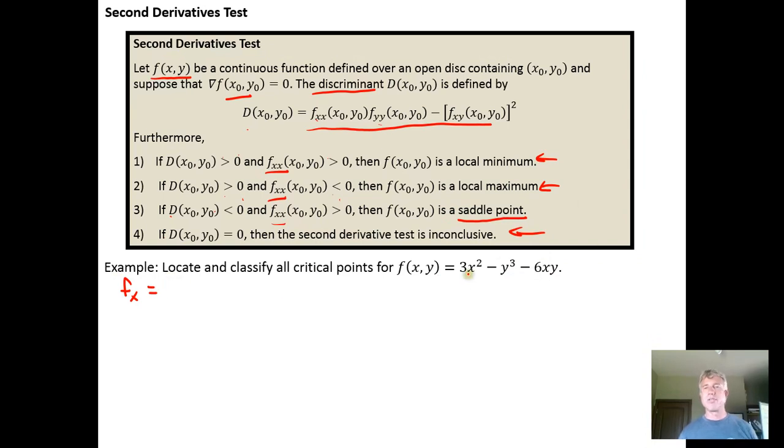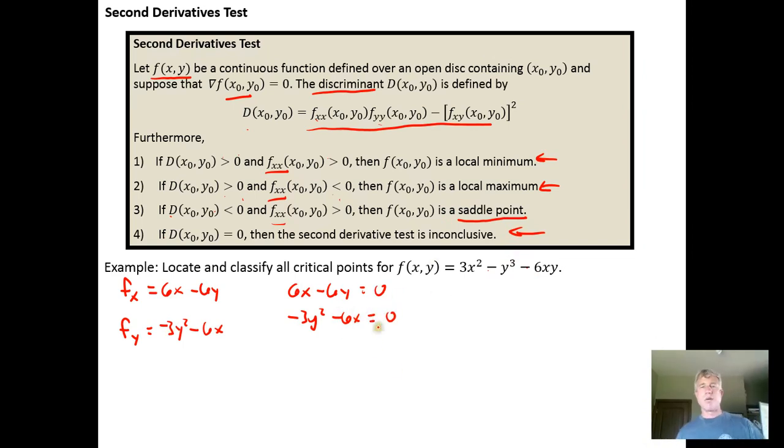So the partial derivative with respect to x is going to be 6x minus 6y, because we hold y as a constant with respect to x. And the partial derivative with respect to y, this will be 0 because x is treated as a constant, so we'll get minus 3y squared, and then minus 6x from here. And then what we need to do is set these equal to 0.